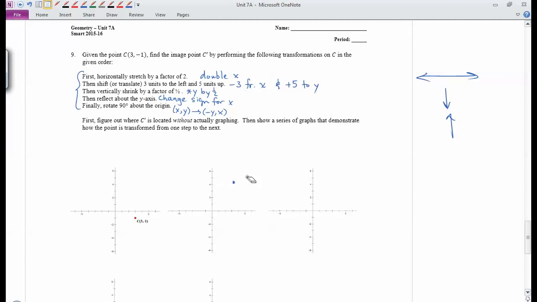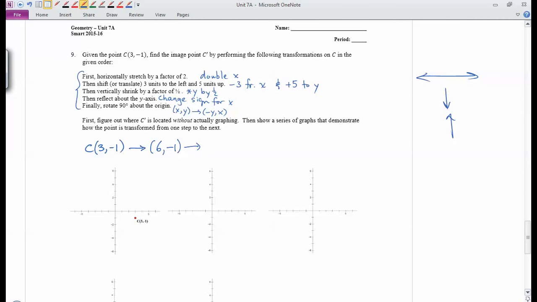Okay, so let's apply that by starting with our point C. So C is at 3, -1. So if the first step is stretch it by a factor of 2, you have to double the x. So if I double the x, I get 6, and then I keep the y the same.